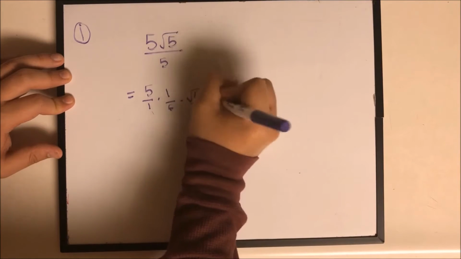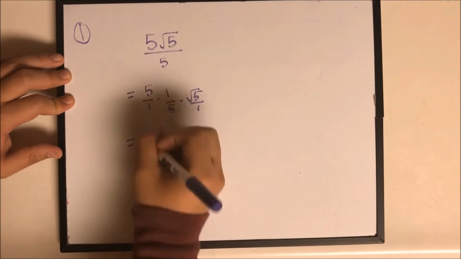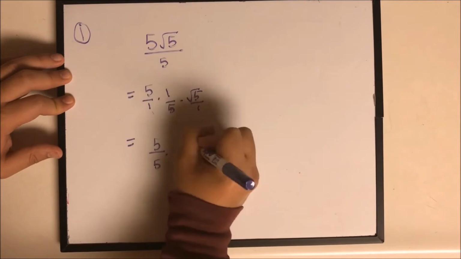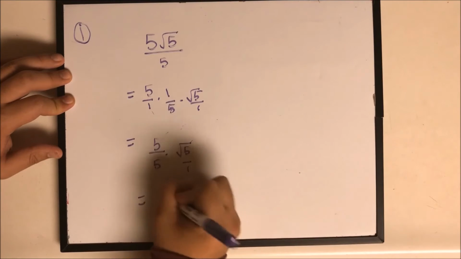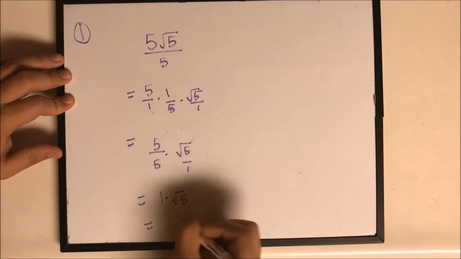This can then be simplified to 5 over 5 times the square root of 5. 5 over 5 is equal to 1, and 1 times the square root of 5 is the square root of 5, which is our answer.